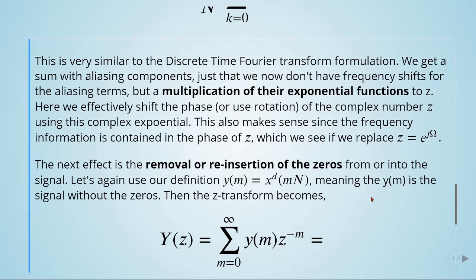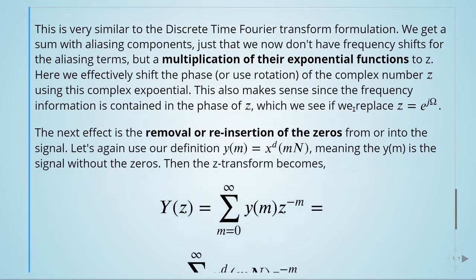This is very similar to the discrete time Fourier transform formulation. We get a sum with aliasing components, just that we don't have frequency shifts for the aliasing terms, but a multiplication of their exponential functions to z. Here we effectively shift the phase, or use rotation, of the complex number z using the complex exponential. This also makes sense since the frequency information is contained in the phase of z, which we see if we replace z equals e to the power of j capital omega.